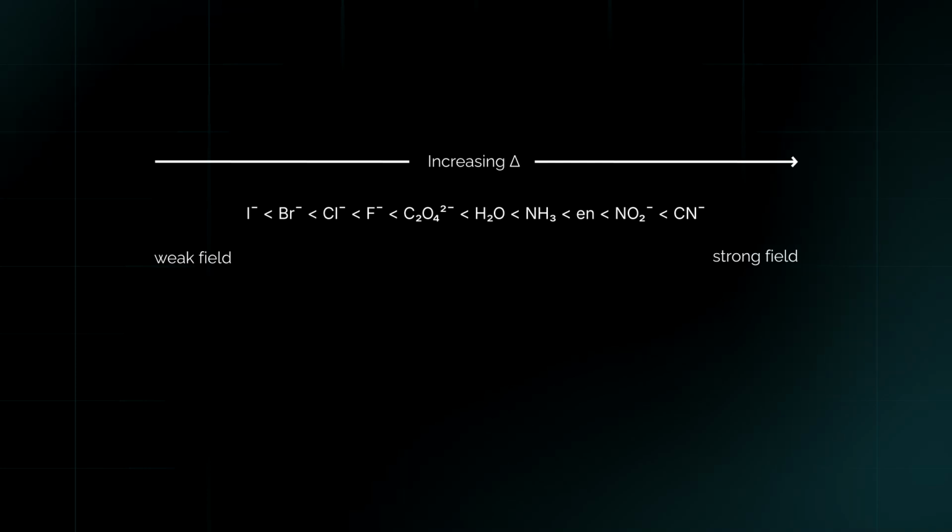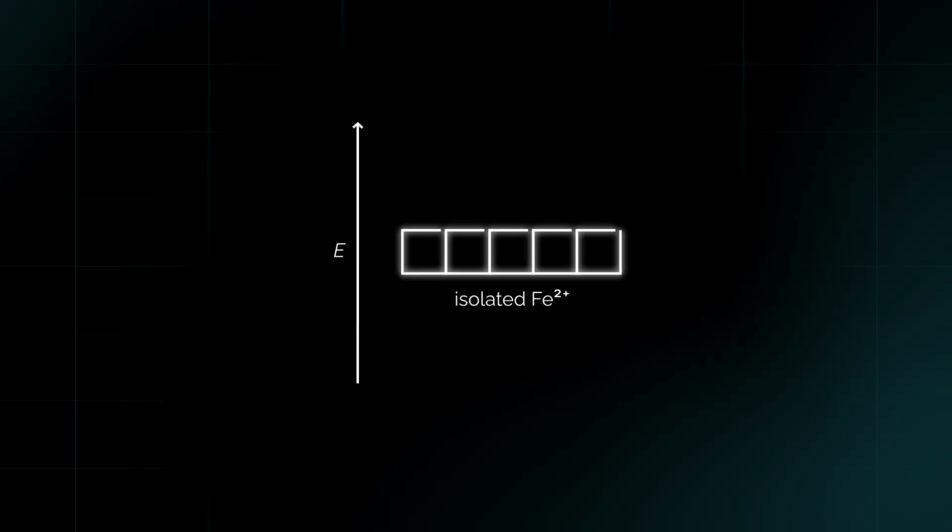Let's look at an iron 2+ ion with 6 d electrons. In the isolated ion, the d orbitals have the same energy. According to Hund's rule, electrons fill orbitals singly with parallel spins before pairing up. This happens because pairing electrons takes energy. That energy cost, called the pairing energy, comes from repulsion between electrons.